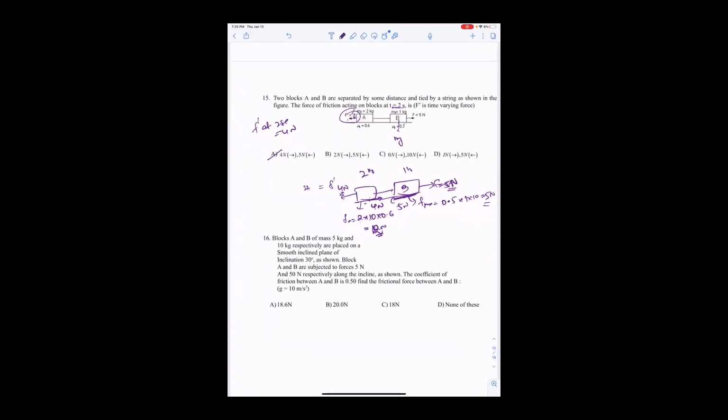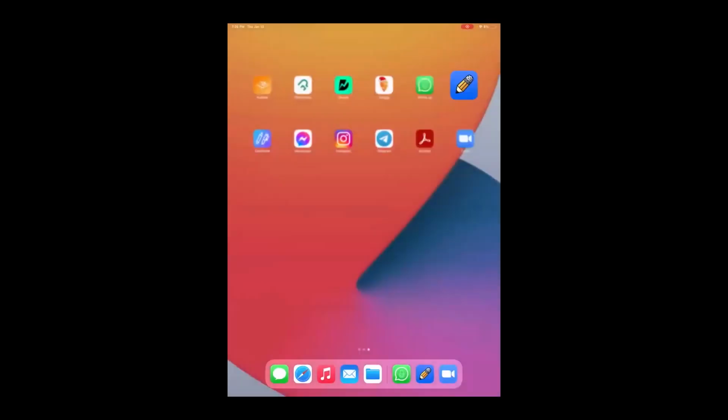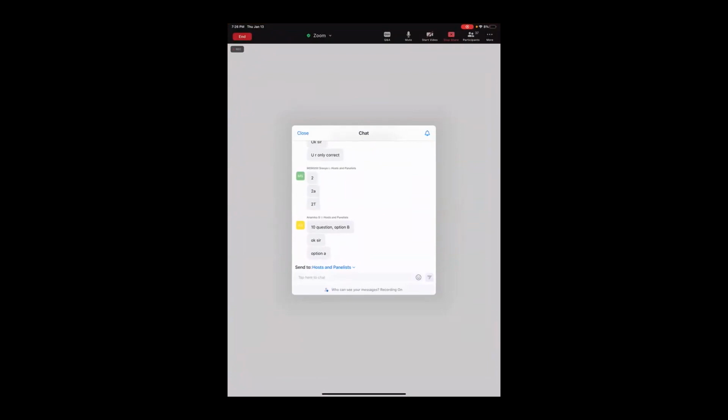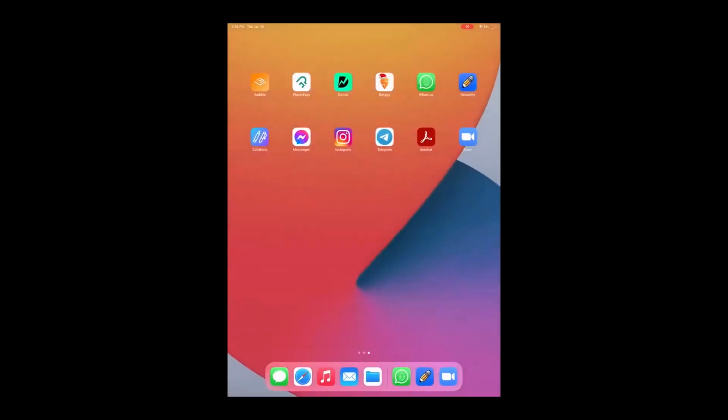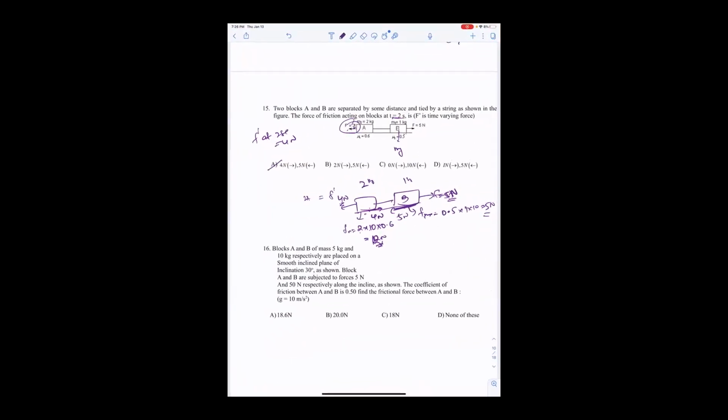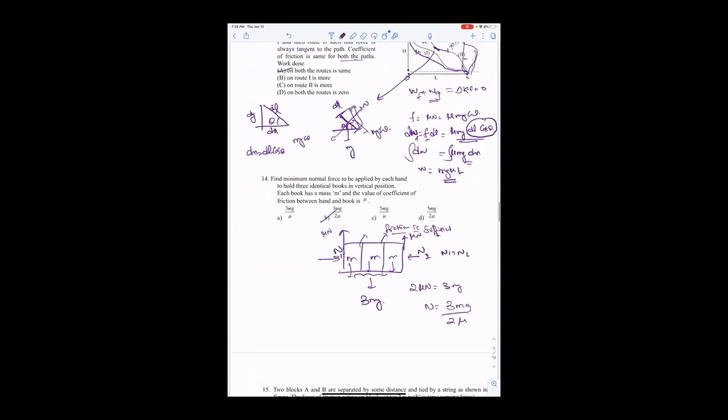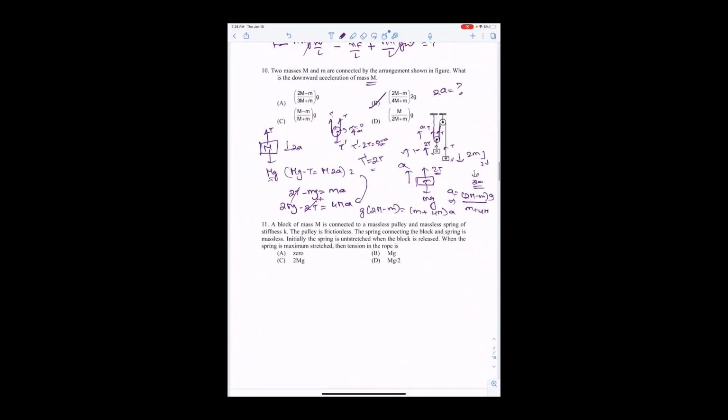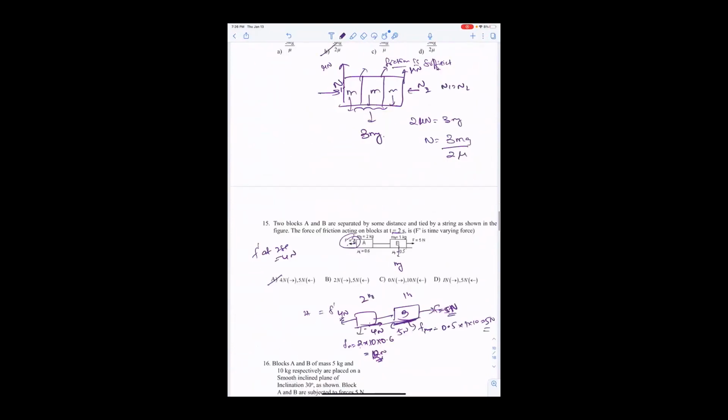Let me see how people approach this. 10th question, option B. Okay, sir, option A. Okay. 10th, yes. Okay, good. Now, 16th one.